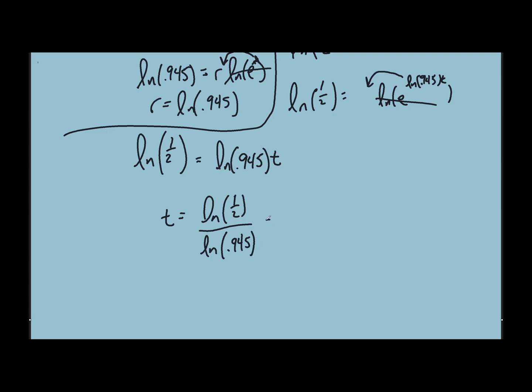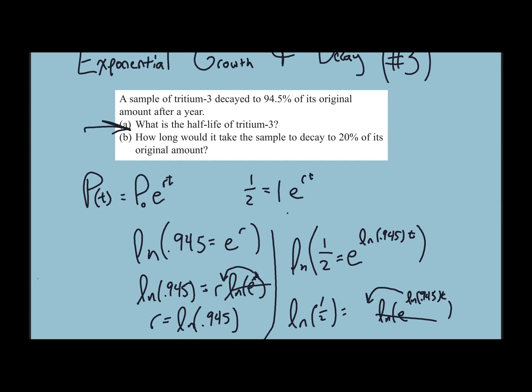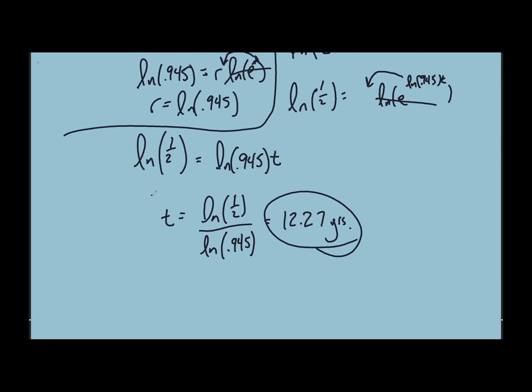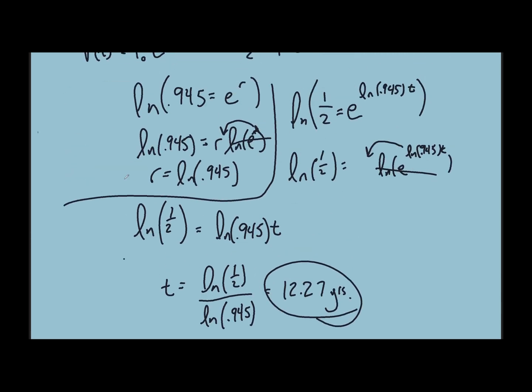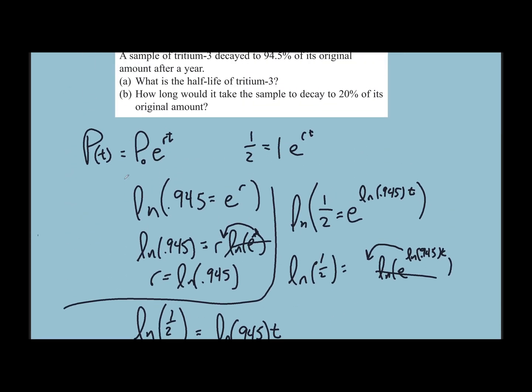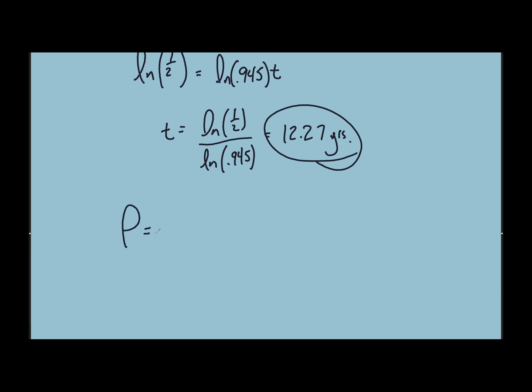When I stick that into a calculator, I get about 12.27, and I think that was in years. So that should be the answer to that question. That's part A. That's the half-life. So every 12 years or so, it's half as much. They want to know next how long it takes to decay to 20%. So what's our formula? I kind of wrote it here in a way, but we'll just write it out. So P equals P naught e to the RT.